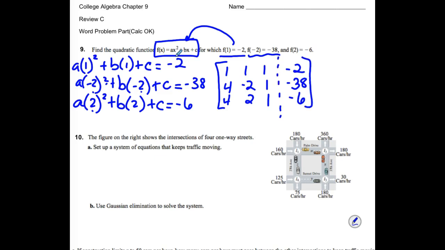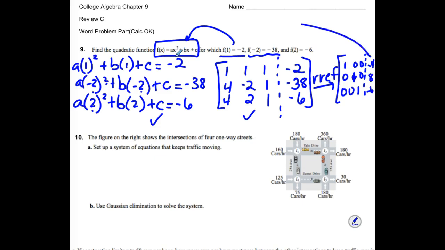Okay? So this is the kind of work I would expect to see on your test. You've set it up, you've dumped your numbers in here, you've created an augmented matrix, then you can use your calculator to do RREF. All right? And what matrix did we get out? We got 1, 0, 0, 0, 1, 0, 0, 0, 1, right? And then what were our constants? Should be -4, 8, and -6. Yes? Okay, so that's your A, B, and C.